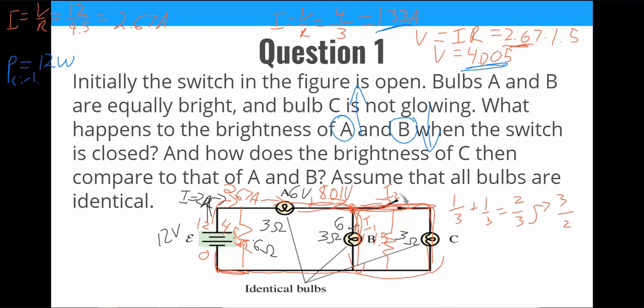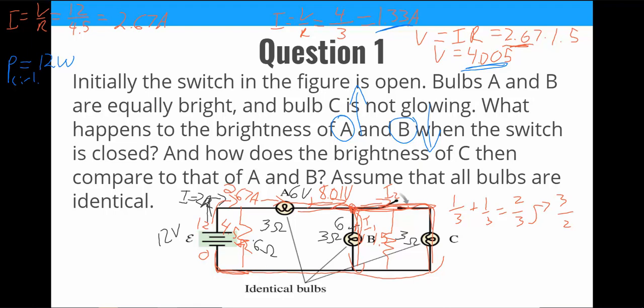And then how does the brightness of C compare to A and B? Well, C is going to have how much voltage? Same as B. And what about its current? Also the same as B. So how does C compare to A and B? Same as B, equal to B, and less than A. Okay.